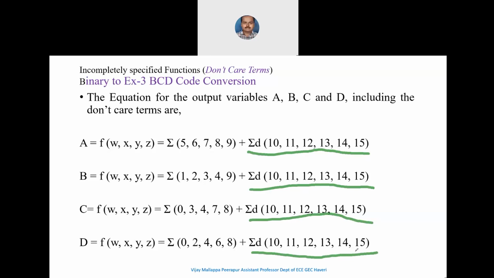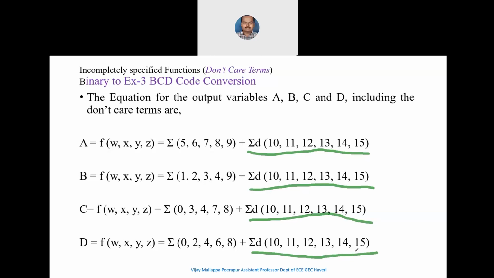Now, since there are four output variables, you need to come up with a simplified expression for each of A, B, C and D. So what you need to do is draw four K-maps, one for each output variable: one for A, the other for B, the third for C, and the fourth for D. And put the values for which minterms it is 1 and for which it is D.